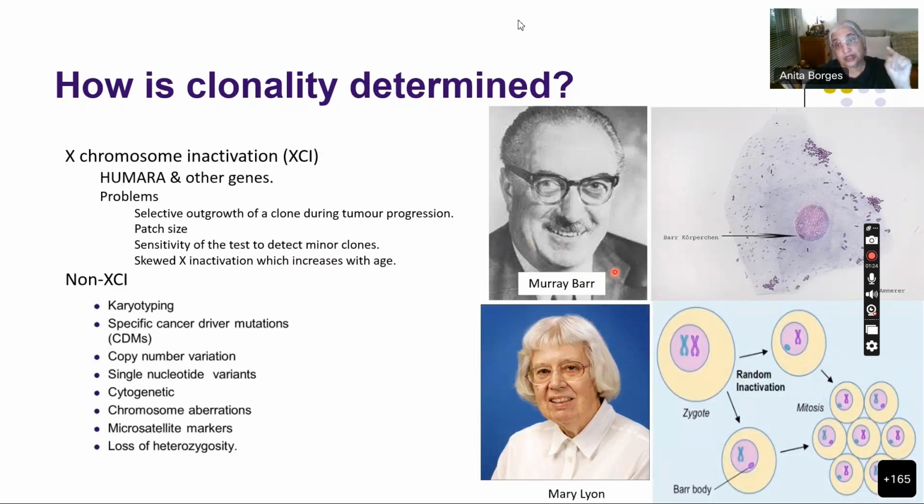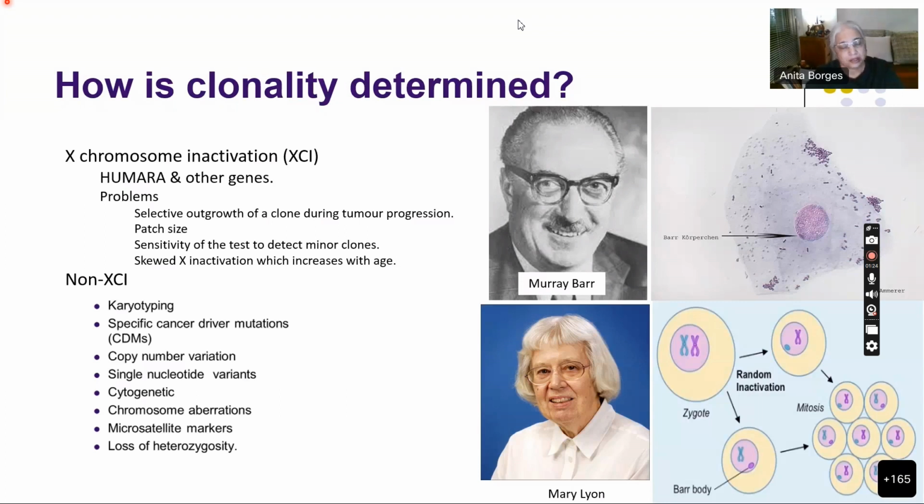The student, while he was doing his experiments, found that in every cell in a female, one of the two X chromosomes is inactivated. And that is called the Barr body. All of you know that? Yes, you should know that. So in every female, in every cell, only one X chromosome is being transcribed.